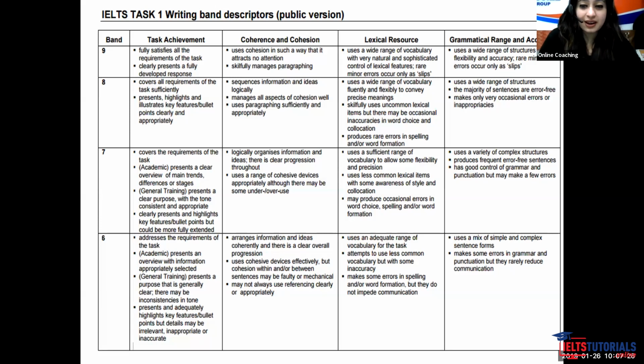Okay, produces rare errors in spellings and word formation. Cancel this out. I absolutely don't want any errors coming to spellings, coming to word formation. Honestly, I'm saying it's not allowed.